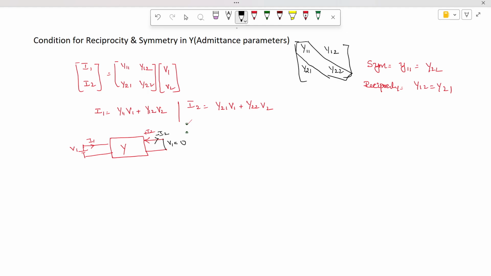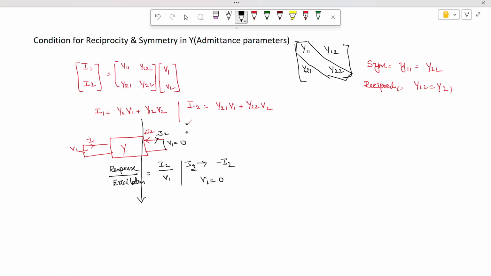So here also, in finding out the reciprocal parameter, we want to find out the ratio of response to the excitation. What does the response mean? Output. So we need to find out the ratio of I2 to the excitation V1. So what we need to substitute here is, in the place of I2, we have to write it as minus I2 and substitute V1 is equal to 0 in these equations.